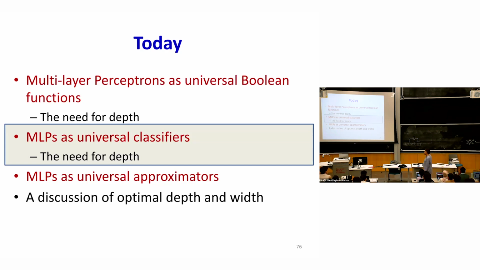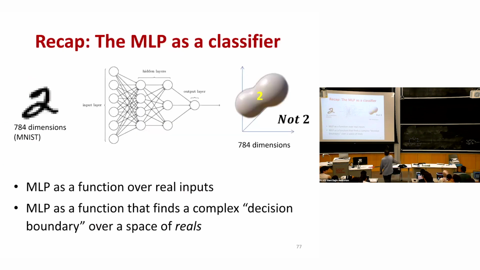But we'll see more of that. So we've seen how neural networks are universal Boolean functions. We're going to see how they operate as universal classifiers. Once again, we saw this in the last class. If I begin operating on real valued inputs, the multi-layer perceptron operates on a bunch of numbers, and it can demarcate a region of the space and say everything inside gets an output of 1, everything outside gets an output of 0. So it's a function that finds a complex decision boundary over the space of reals.